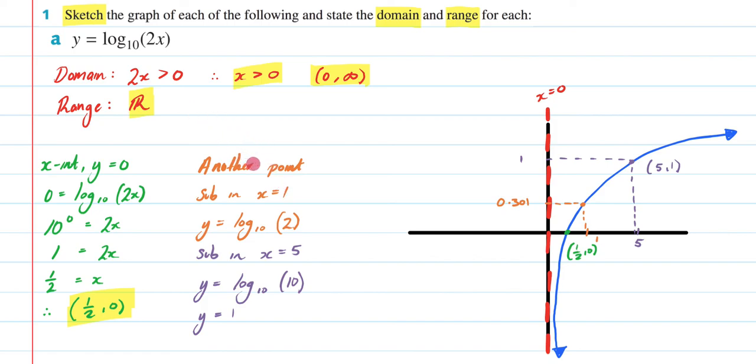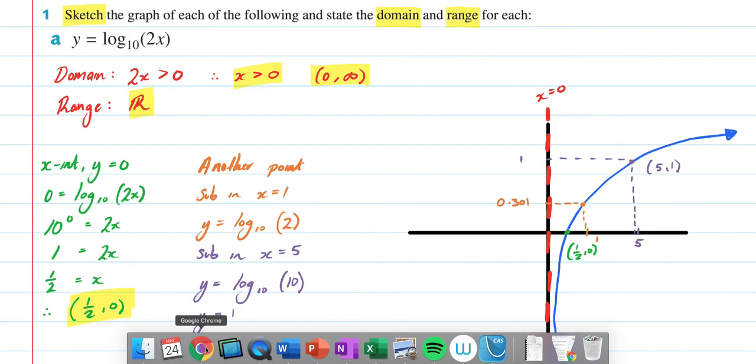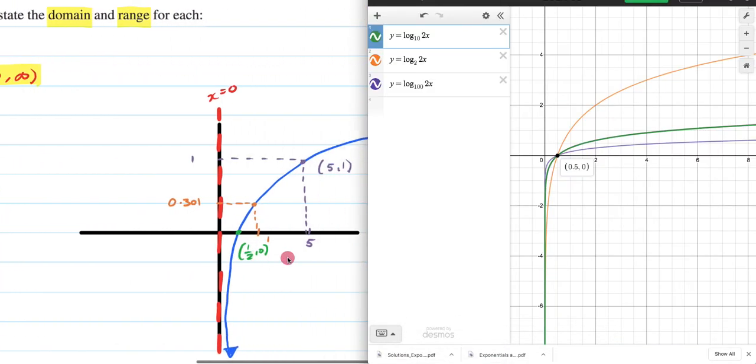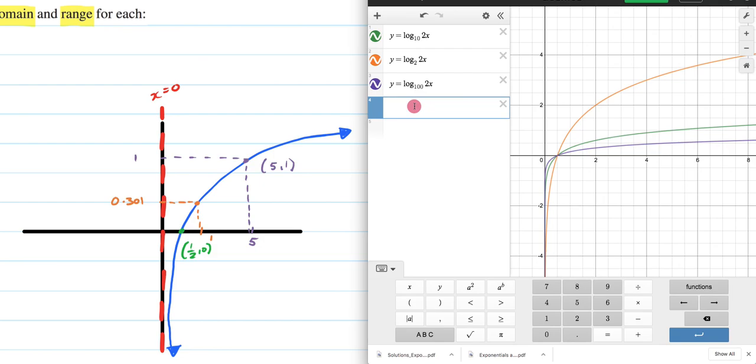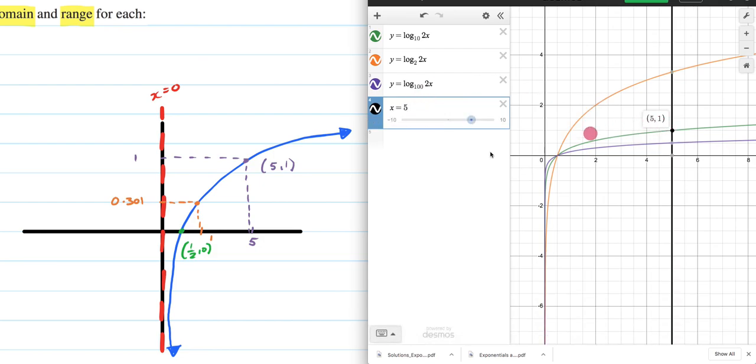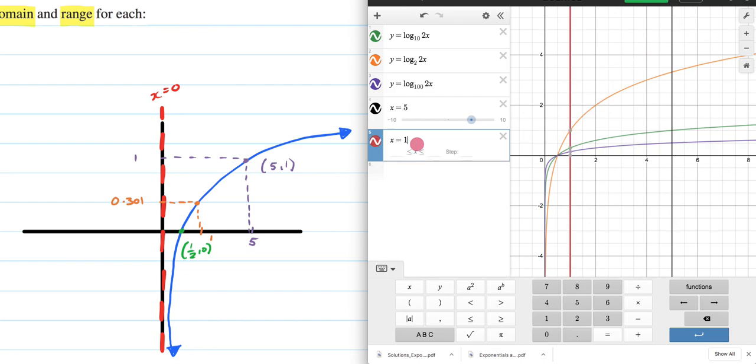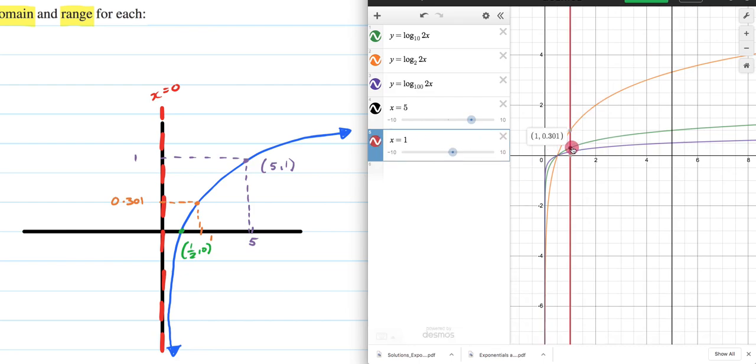So we can come look at our Desmos again, so we'll finish the question. If we put in x equals 5, you can see that this green one is 5, 1. And that's obviously not a point that these other ones share. The other one that we had was x equals 1. And yet again, you can see that by giving another point, 0.301, it's showing us that I'm after this line, log base 10 of 2x, not the other one. So by giving 2 points, that's what it's doing.